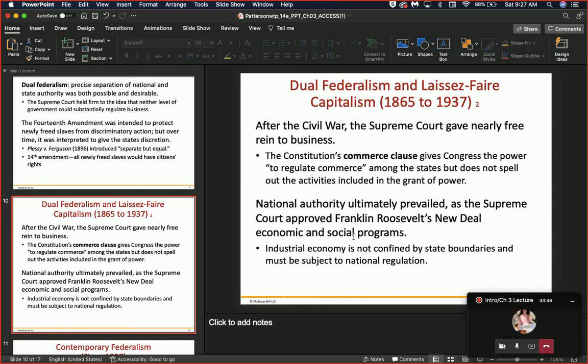They also decided during this time that the industrial economy is not confined by state boundaries and must be subject to national regulation. So after all of the issues that happened in the early 1900s under the Gilded Age with those trusts and everything, it was decided during this time period, a period of nationalization, right, because we're seeing national authority prevail, that the national government would have the power to regulate industry. Why? Because they were protecting people's rights. They were protecting workers' rights, okay?